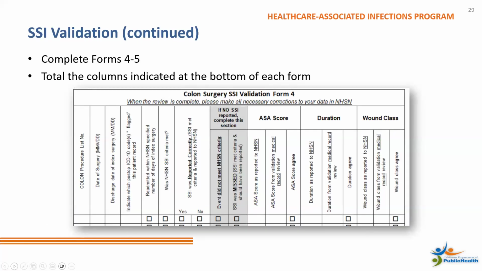So when completing Form 4 or Form 5, look at the columns that you have for these. If you have all this information entered, you're looking at: is SSI met, yes or no, entered correctly, yes or no. If it was not reported, did it not meet criteria or was it missed? And then we're also going to be looking at ASA scores, and we're going to talk about that in a minute for those who don't perform that many colon or fusion surgeries. So hang on to that thought. Okay, next slide.